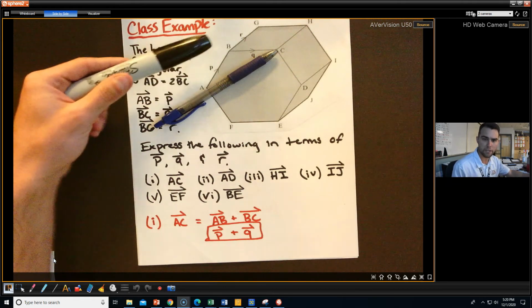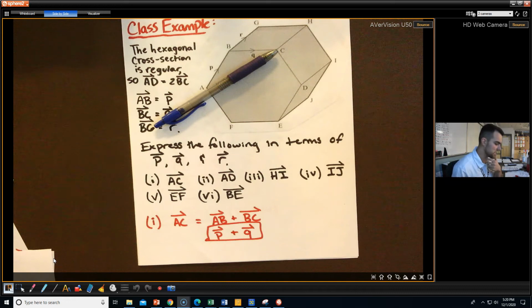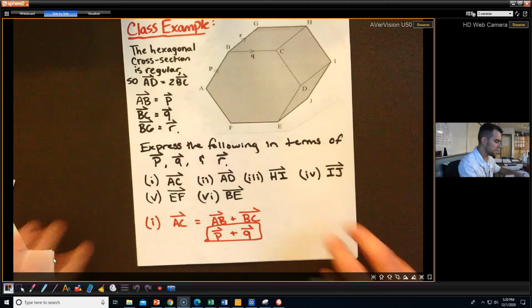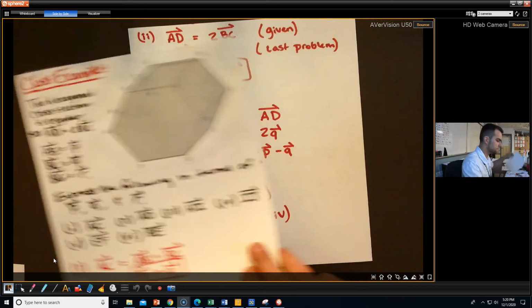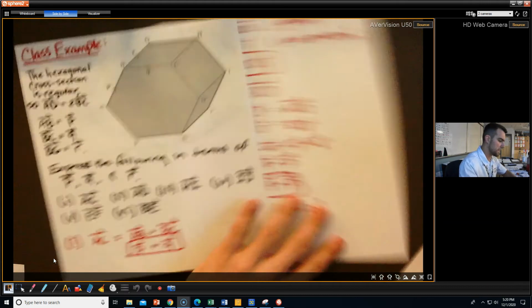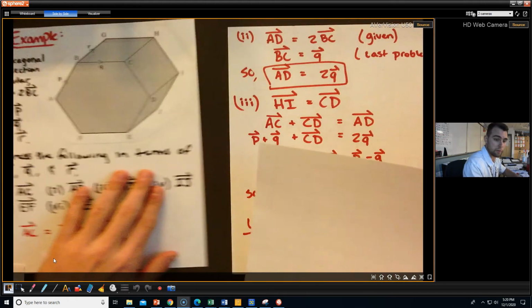It's AB is P, and then Q represents BC. And that's it. That's all I had to do for that one. So let's run with that idea a little bit more. Let's look at AD and see what we have to do for that one. I'll keep this handy so we can refer to it.